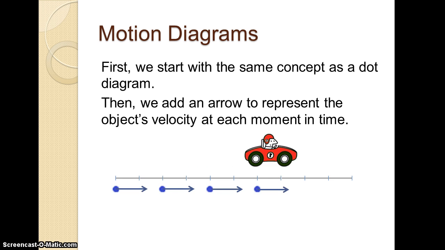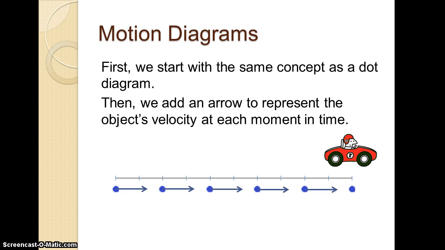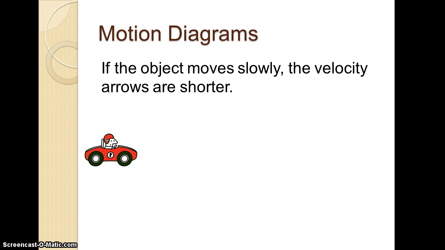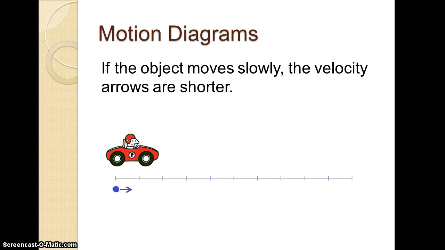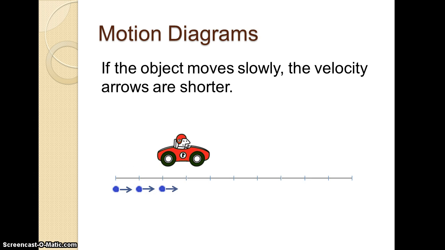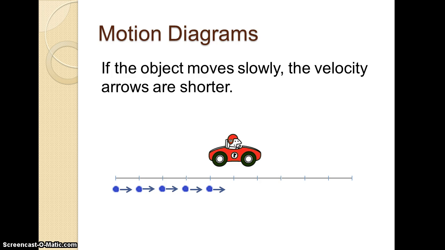So you'll see here that we have dots representing equal time intervals where the object is. All we've done is add arrows in between the dots which represent the velocity of the object at each moment in time. Therefore, just like on a dot diagram, the dots are closer together when the object moves slower. The velocity arrows are shorter when the object moves slower.